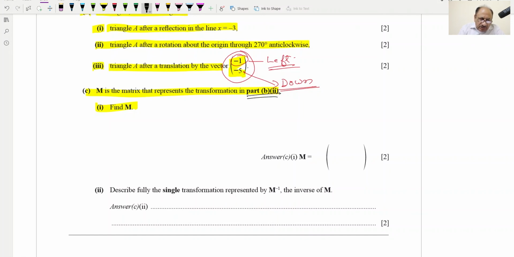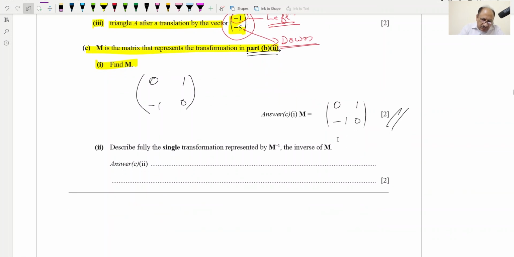This is rotation, so rotation anti-clockwise 270, or you can say it will be clockwise 90. So it will be 0, 1 and -1 and 0. You will have to memorize the column vectors for matrices of transformations basically. So you can mention over here. This will be basically a 2-mark question.